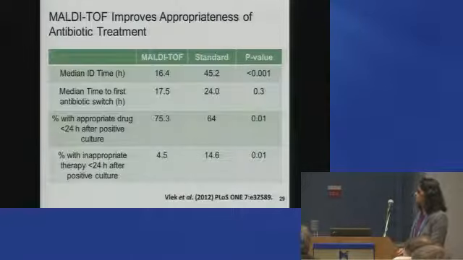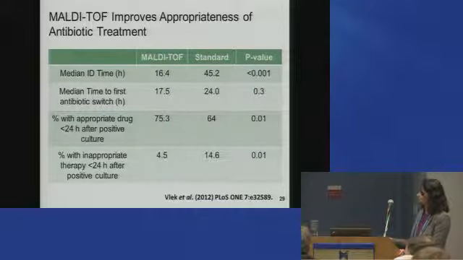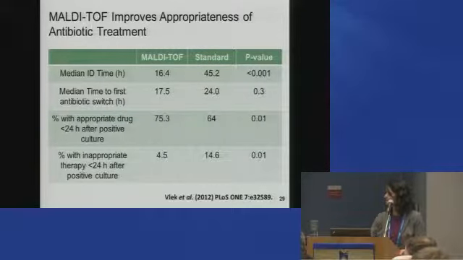This is another paper by Vlek et al. that also looked at the mean identification time by MALDI-TOF, which is, you can see, much shorter, 16 hours as opposed to 45 hours. So, a good time difference there, more than 24 hours. And also the median time to switch antibiotics was much shorter with MALDI-TOF. Having the patient on an appropriate antibiotic was higher in patients that received quicker results with MALDI-TOF implementation, and the rate of patients with inappropriate therapy was much lower when MALDI-TOF was implemented.